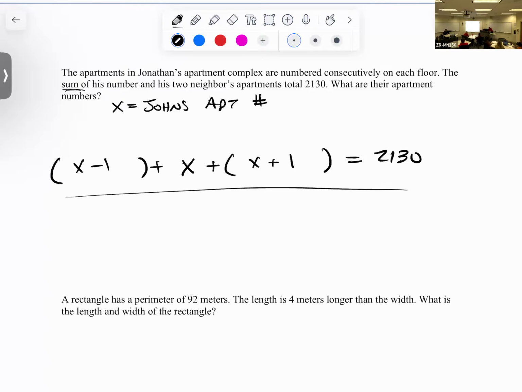And then this is really super easy, right? X minus one, X plus one, those go away. So we have, what does that all become? 3x equals 2130. Divide by 3, divide by 3. X equals 710. So the three apartment numbers are 709, 710, 711.